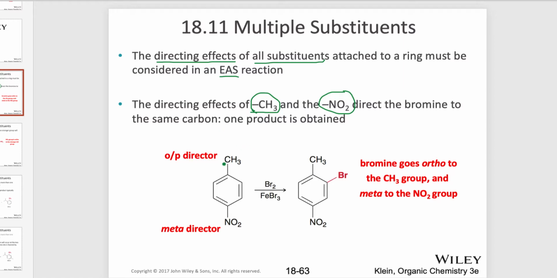we actually find that when we have the para arrangement of an ortho-para director and a meta director, this actually favors this position here, the ortho position to the methyl group, the meta position to the nitro group. Of course, there's symmetry, so here's another position. And so bromine will go ortho to the CH3 group and meta to the NO2 group. So these two groups, because the electronics are acting in concert to favor just one product. So that's a good situation.